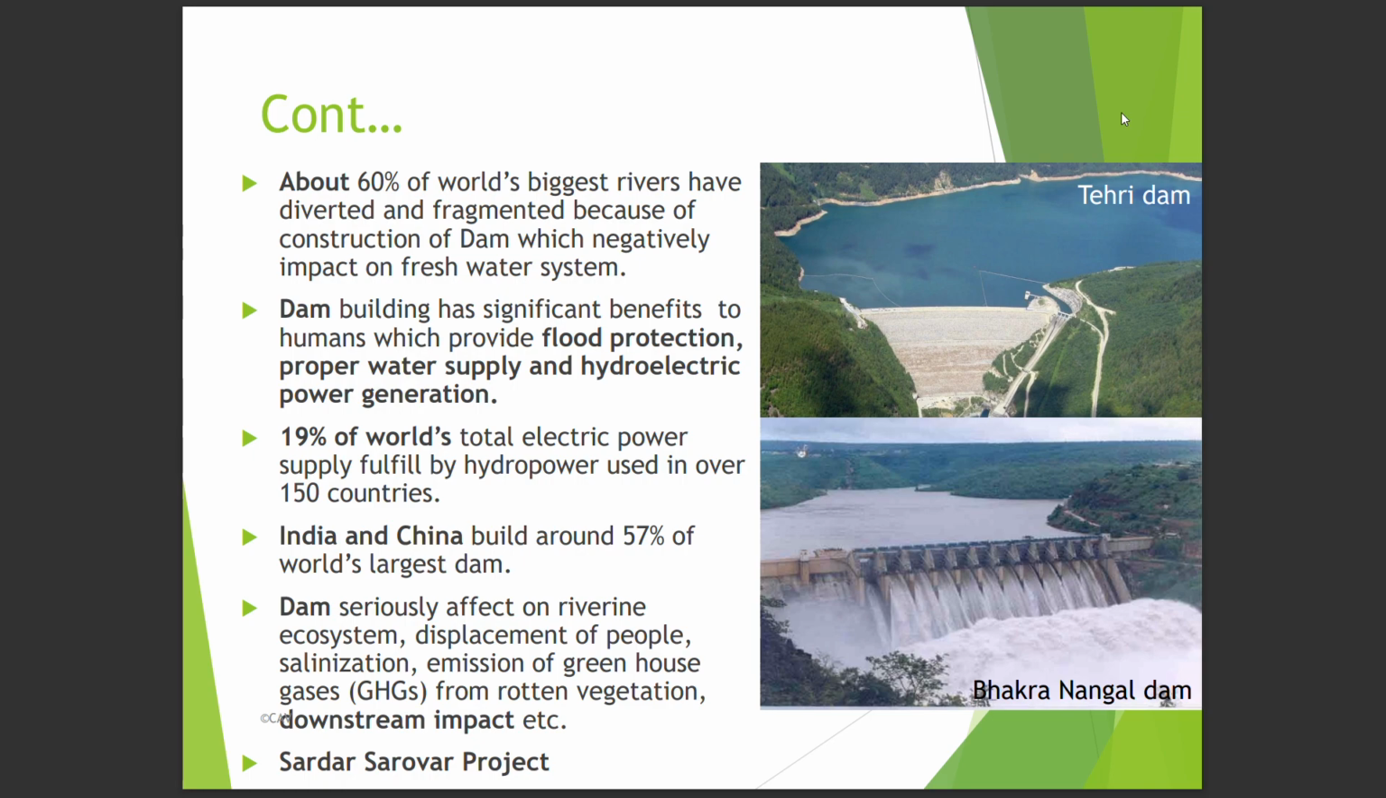90% of world's total electric power supply is fulfilled by hydropower used in over 150 countries. India and China build around 57% of world's largest dams. Dams seriously affect the riverine ecosystem, like displacement of people, salinization, emission of greenhouse gas from rotten vegetation, then downstream impact and all.